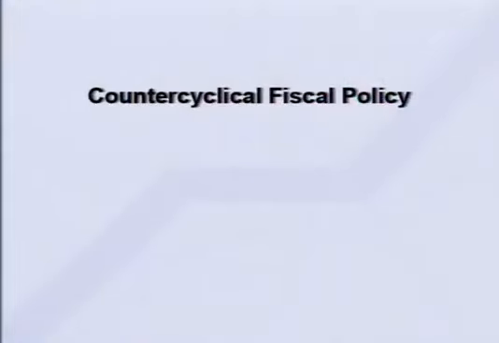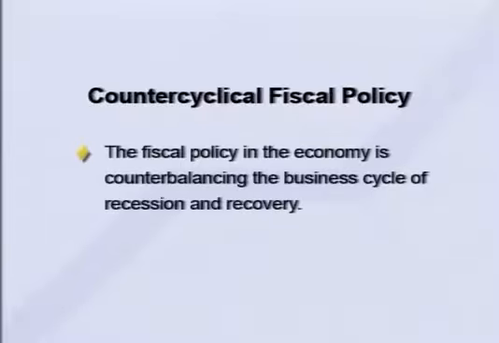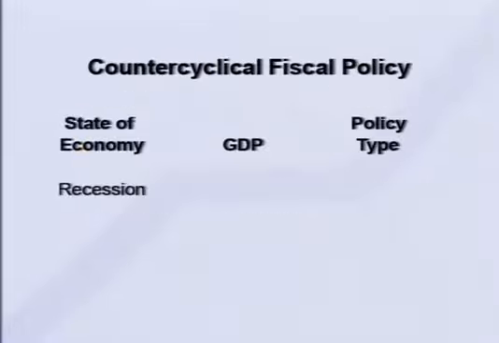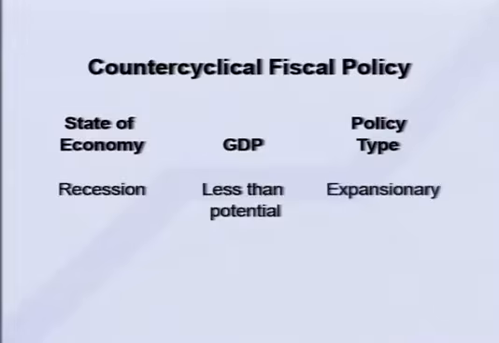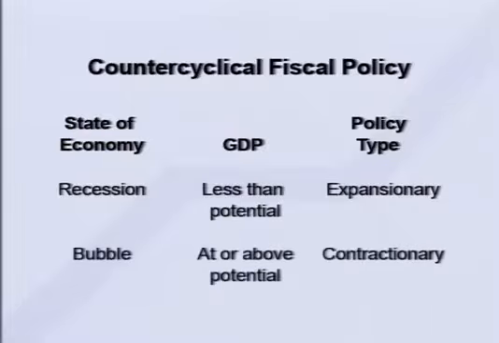And this word countercyclical just means that the fiscal policy in the economy is counterbalancing the business cycle of recession and recovery. So, for example, if the economy is in a recession, so it's producing less than the potential GDP it could produce, then you use expansionary fiscal policy to increase aggregate demand and push output in the economy up toward potential GDP.